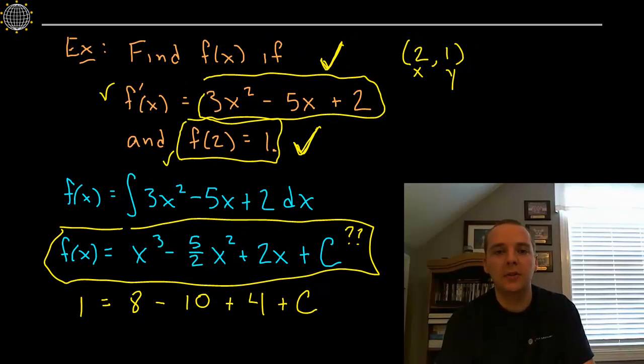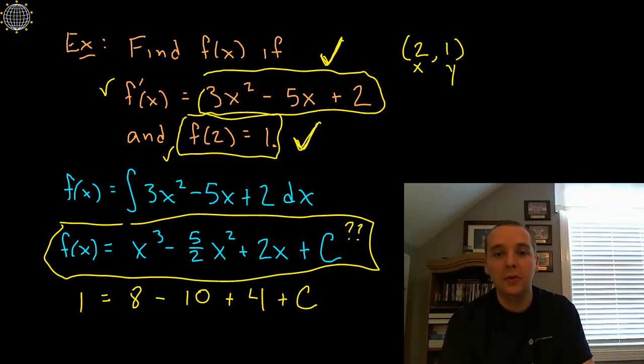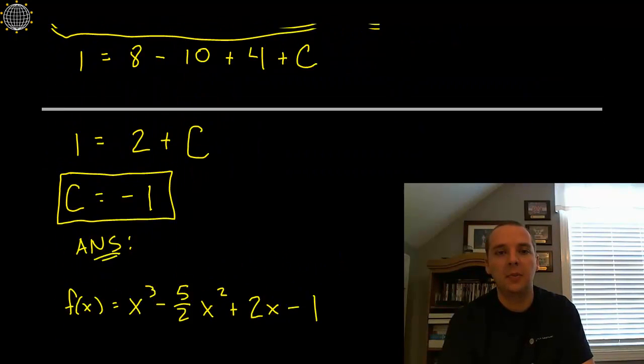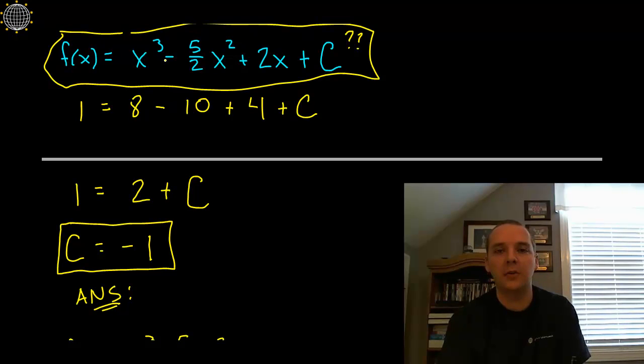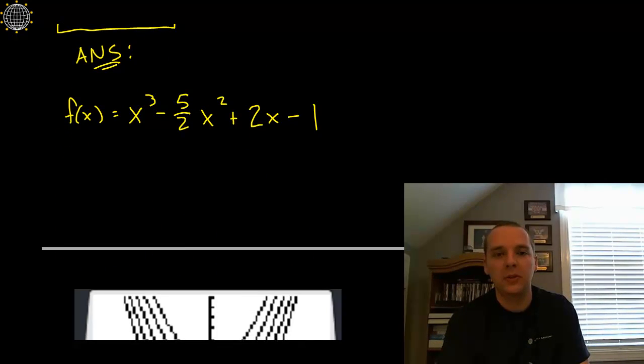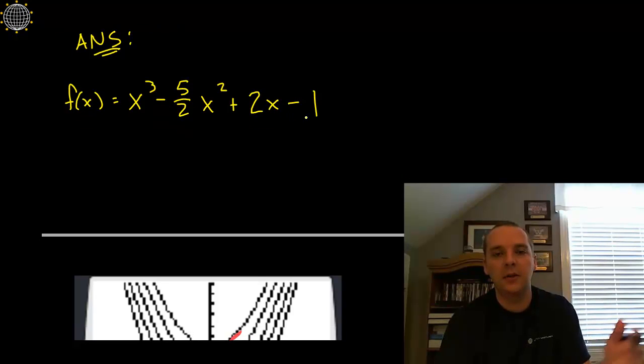So that's how we do it in short. You find an indefinite integral that has a plus C in it, and then you use the initial condition by plugging in that x, y value into your function to solve for capital C. Once you get capital C, you plug it in and you're done.